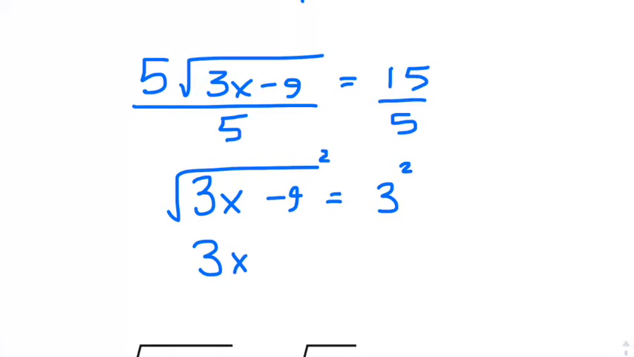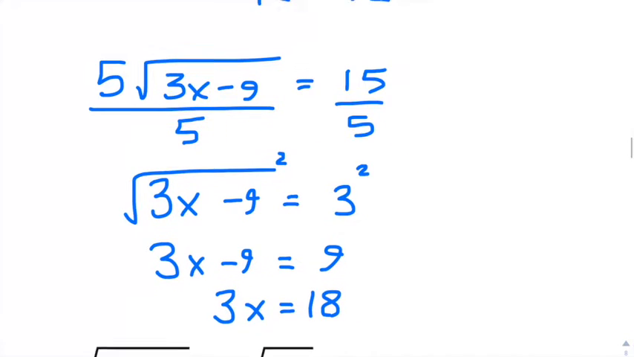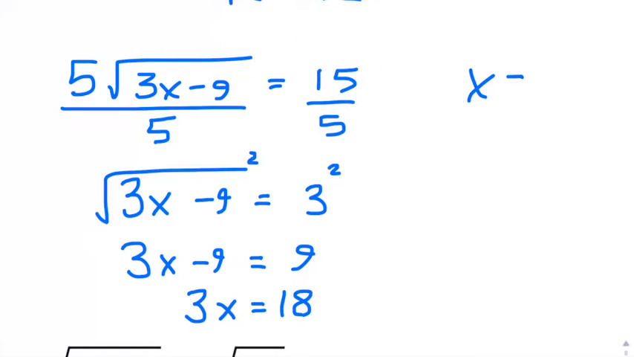All right, this time we'll have a few extra steps after our square step. We'll add the 9 to both sides. That'll get us 18 right there, and then 3x. Once you divide, you'll get x equals 6.